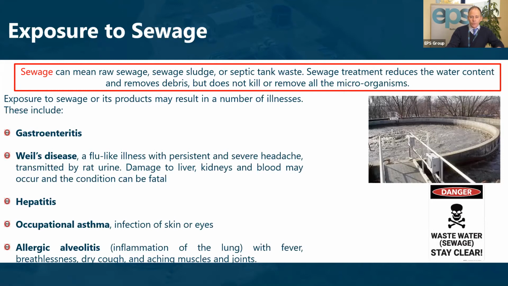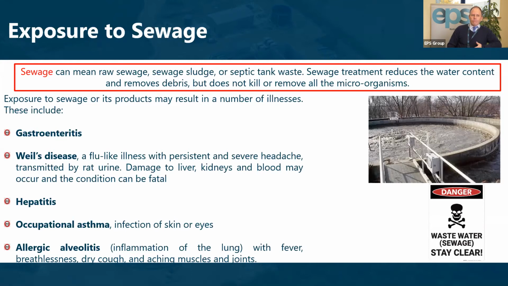Now, sewage treatment in itself does not destroy the pathogens, viruses and bacteria that are associated with sewage. So even if you're talking about treated sewage, treated wastewater, you may have removed all the nutrients in it or a high percentage of the nutrients in it, but you haven't removed the bacteria and viruses and pathogens that are associated with sewage. So it's very important to remember that when you're working with sewage, okay?